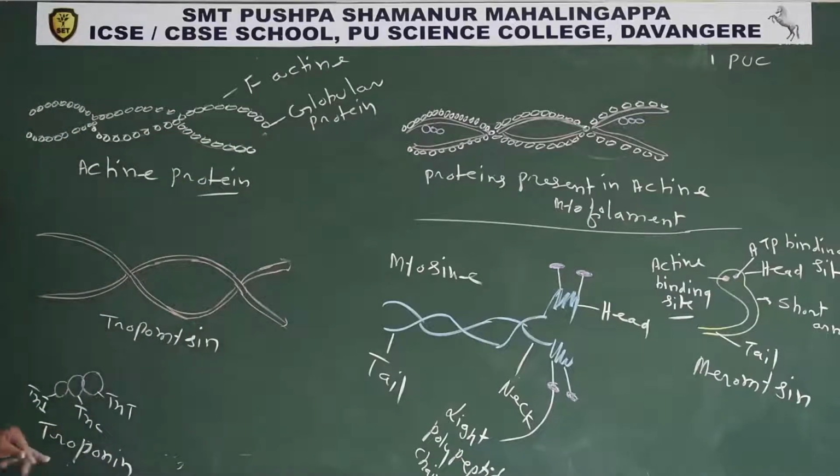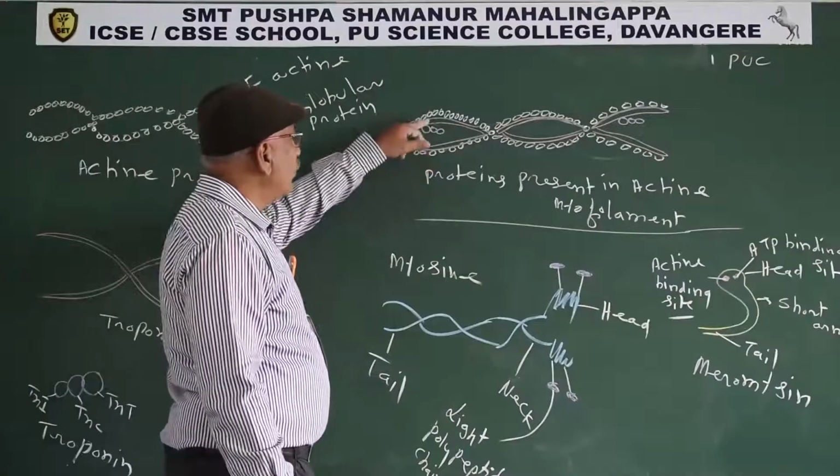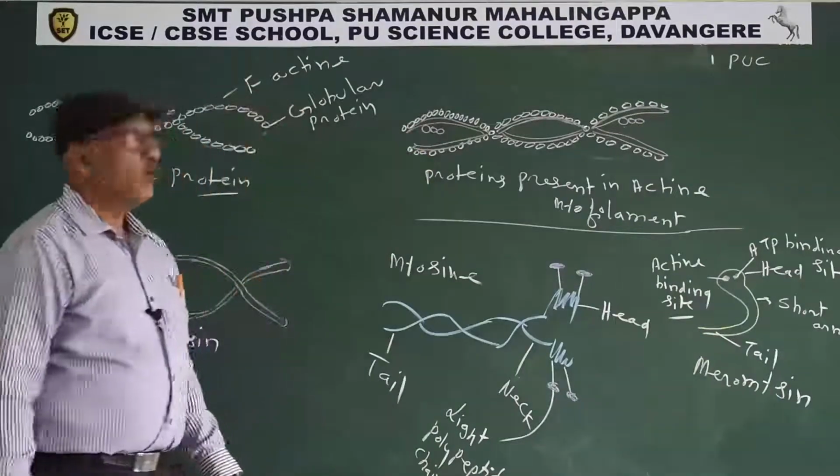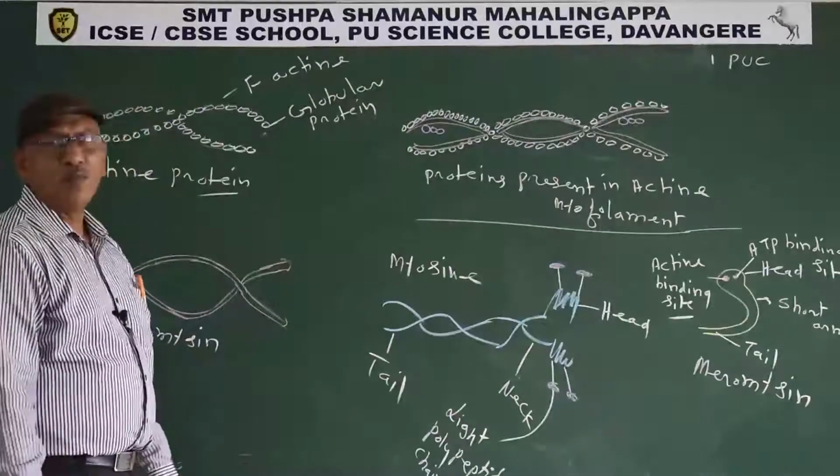Another protein is troponin. Troponin is a complex protein. It contains three subunits: TnT, TnC, TnI. With the help of TnT, troponin attaches to tropomyosin. As a result, a troponin-tropomyosin complex is formed.